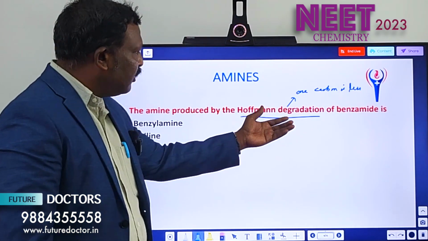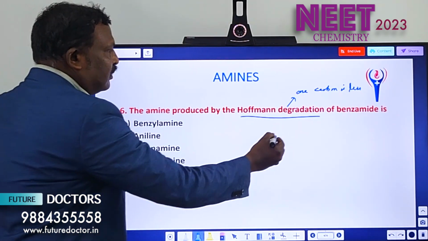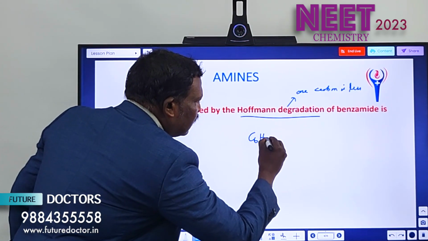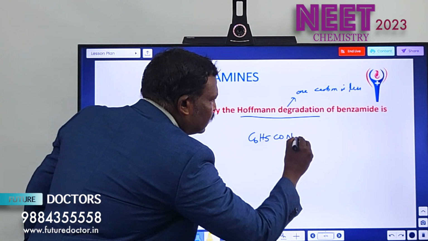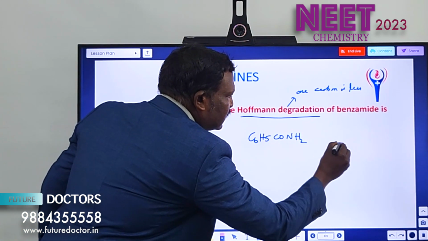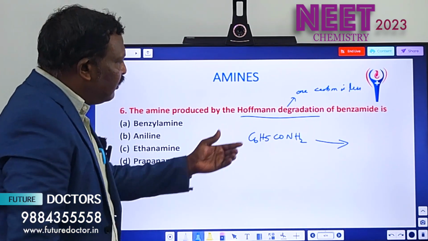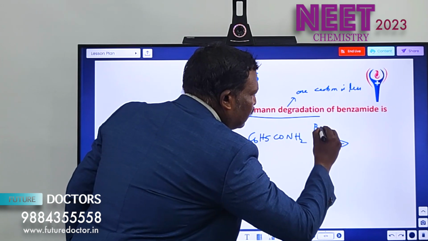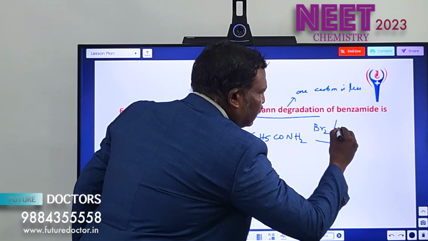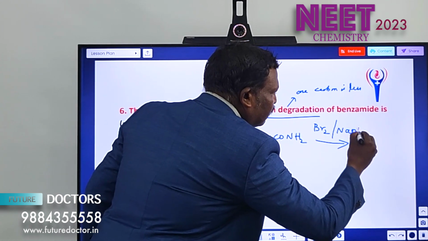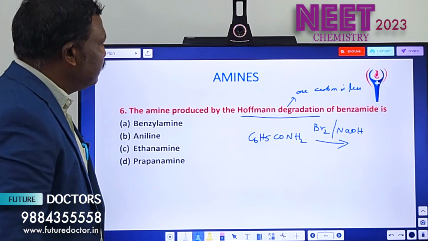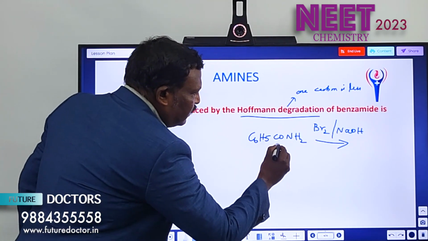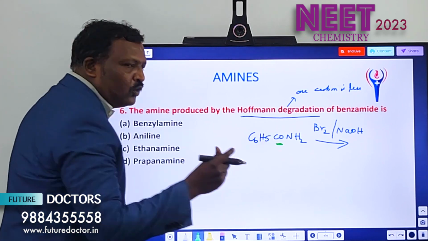The amine produced by the Hoffmann degradation of benzamide. What's the formula for benzamide? C6H5CONH2. That's the formula for benzamide. What is the Hoffmann reagent? This is the Hoffmann reagent: Br2 in the presence of alcoholic KOH or NaOH. Anyone we can put. Degradation, I told you, here you just remember one carbon will be removed. The CO group will be removed.